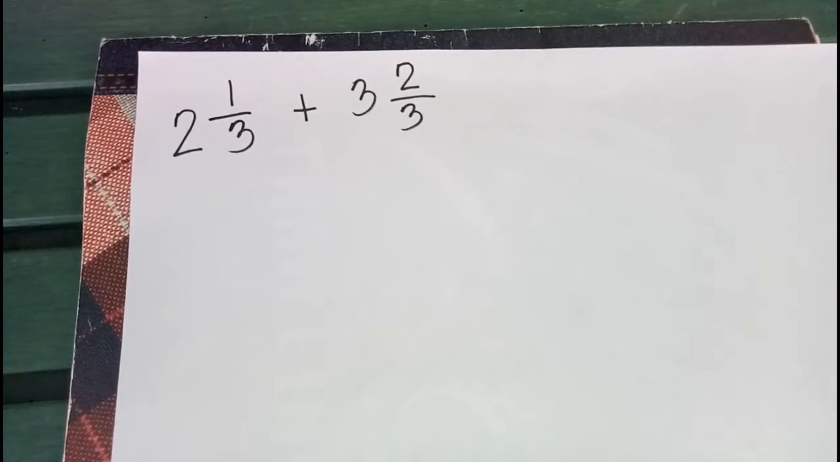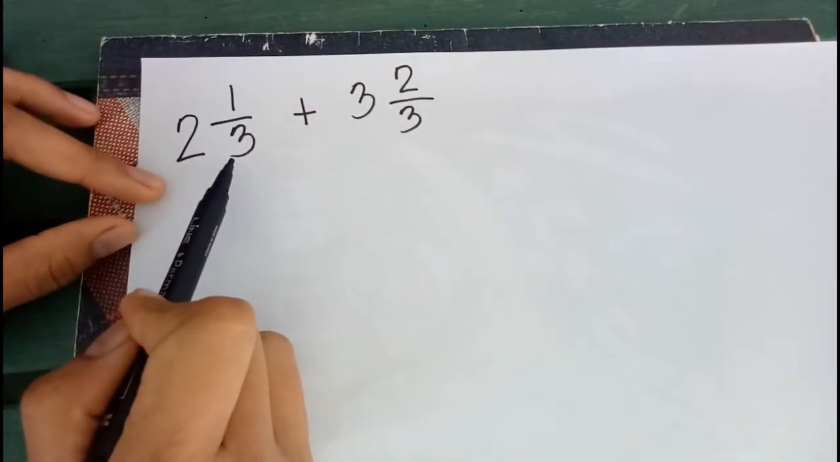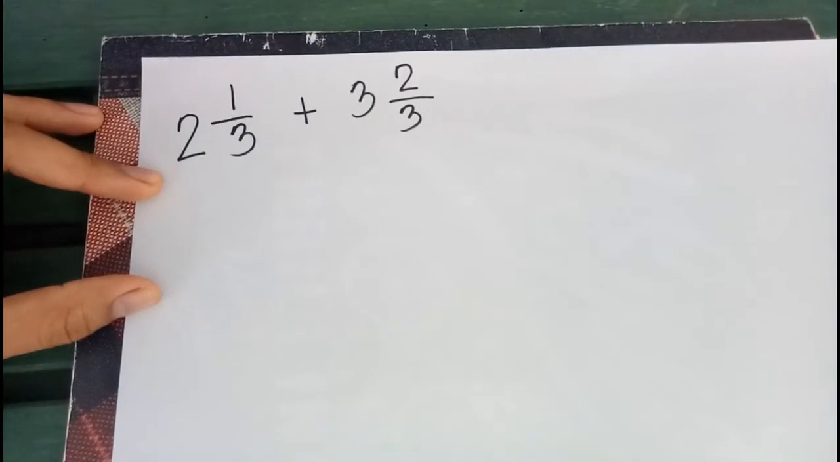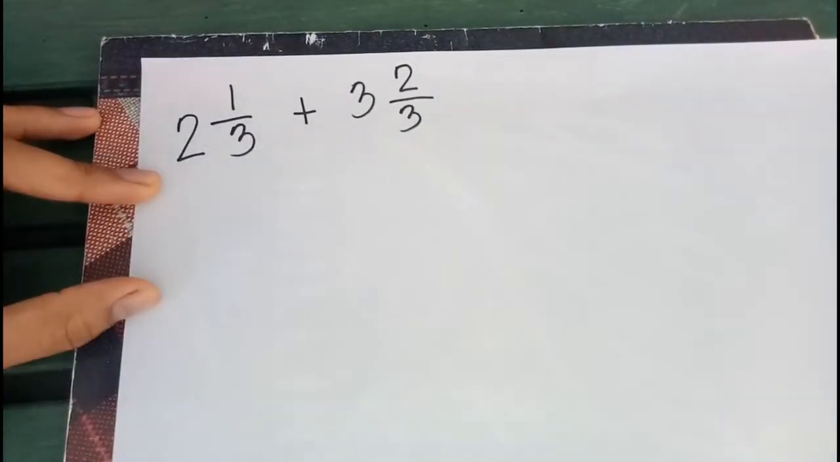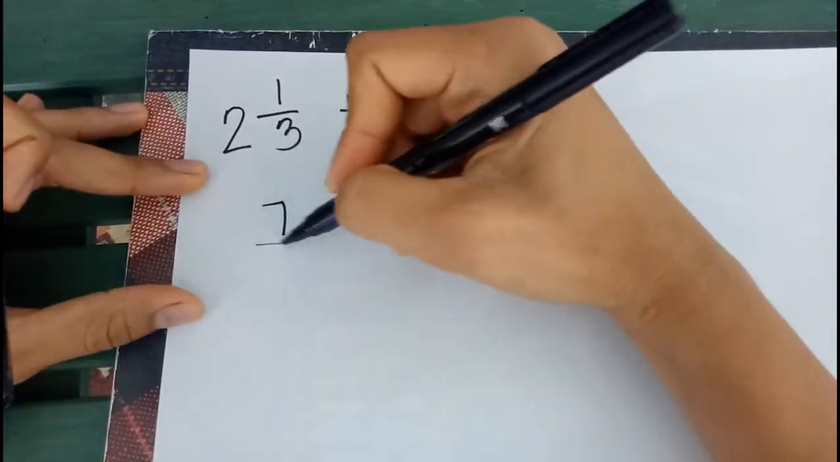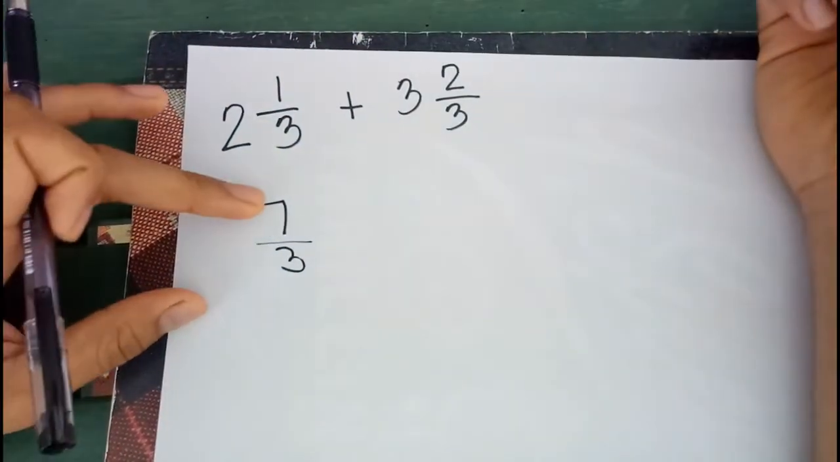What we do is still the same. We still follow step 1. We are going to convert the mixed fraction to an improper fraction. So again, you still have to multiply 3 to your whole number. 3 times 2 is 6. 6 plus 1 is 7. So you just write 7. Now for your denominator, we are still going to use the same. So we write 3. Now we have 7 over 3.